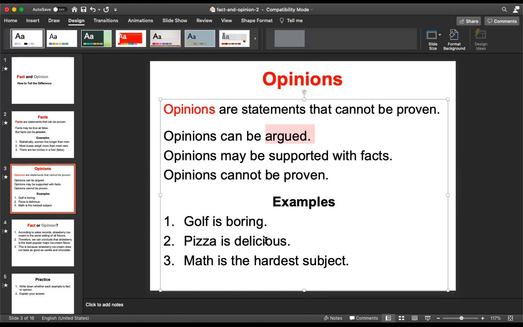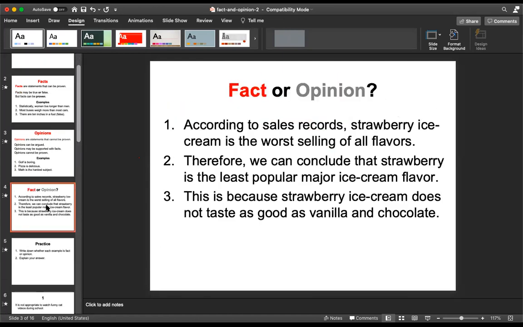Pizza is delicious. It's not delicious if you're lactose intolerant and you can't have cheese, or if you're gluten intolerant, or something like that. Or math is the hardest subject. I believe that it's the hardest subject out of all 4 sections of the GED, but I have had a student this morning come to me with test scores significantly higher in math than in the language arts, okay? So let's look right here.